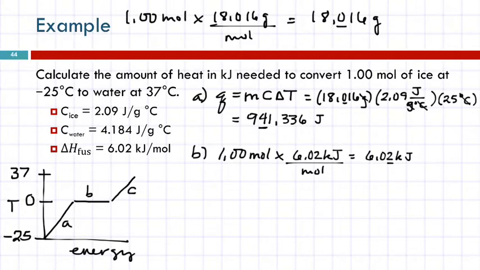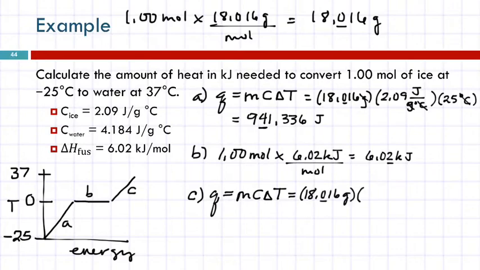The flat ones are a little easier. And then C, we've got the water warming up from icy cold to body temperature, so from 0 to 37. So temperature changing, again, we're going to use Q equals MC delta T. The mass of the water has not changed. We still have 1 mole. It's 18.016 grams of water.